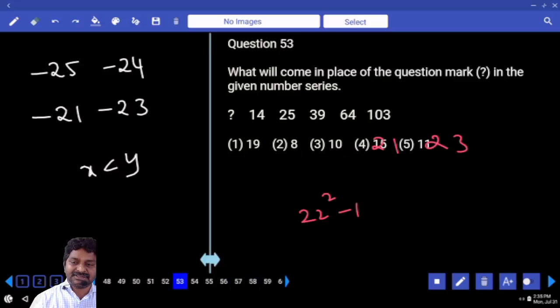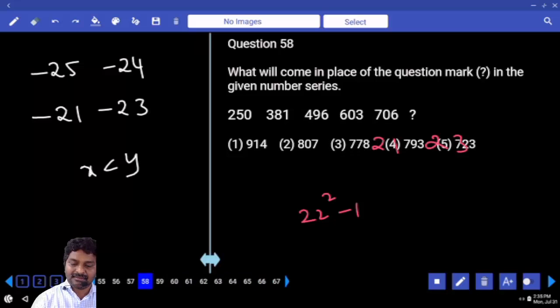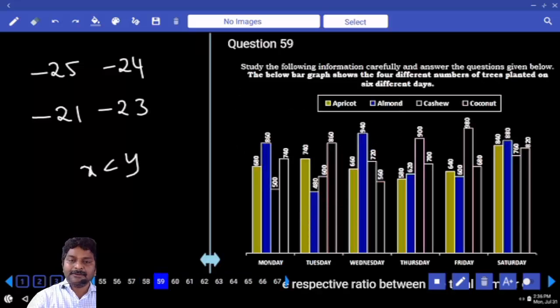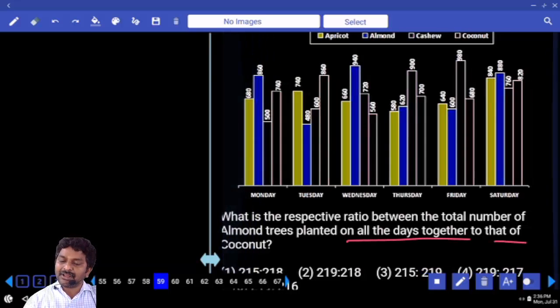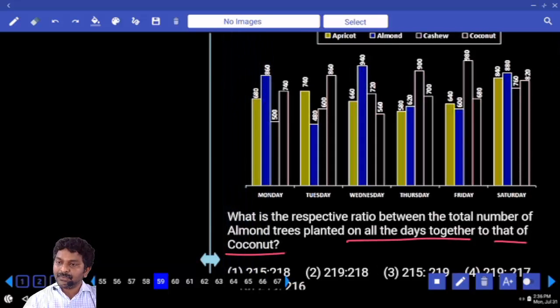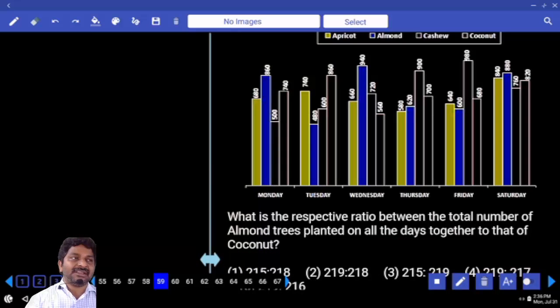Do you solve these questions? Yes, you can. This one? Yes, though numbers are more, but still, while picking the data, just be careful. So you need to maintain your concentration for next 5 minutes. Need to be very careful. Now, what is the respective ratio between total number of almond trees, blue color, correct? All the days together to that of coconut. Last one in everything, correct?